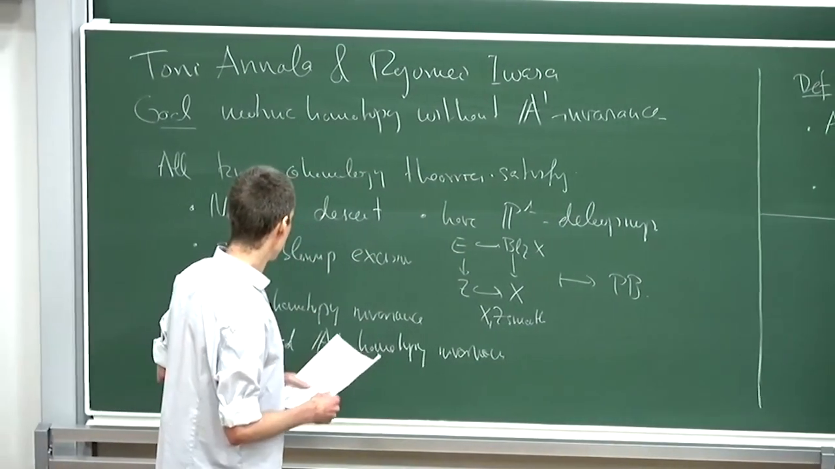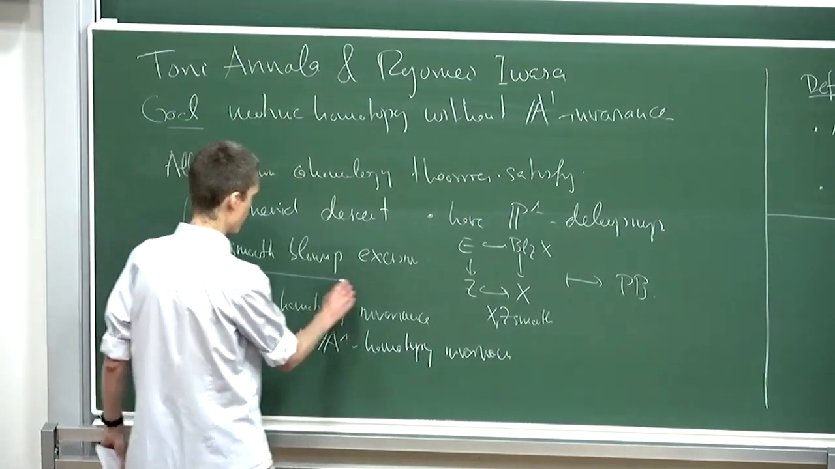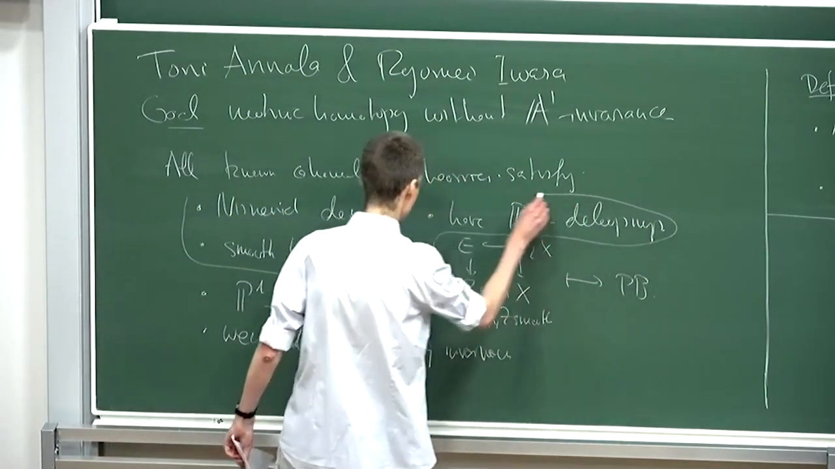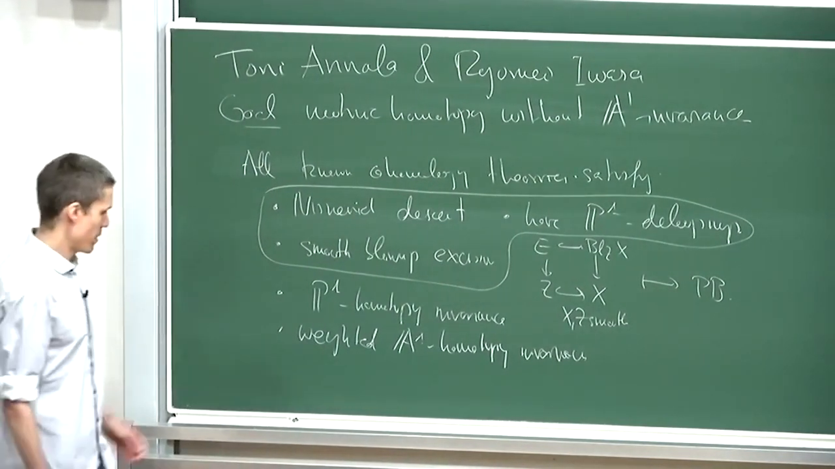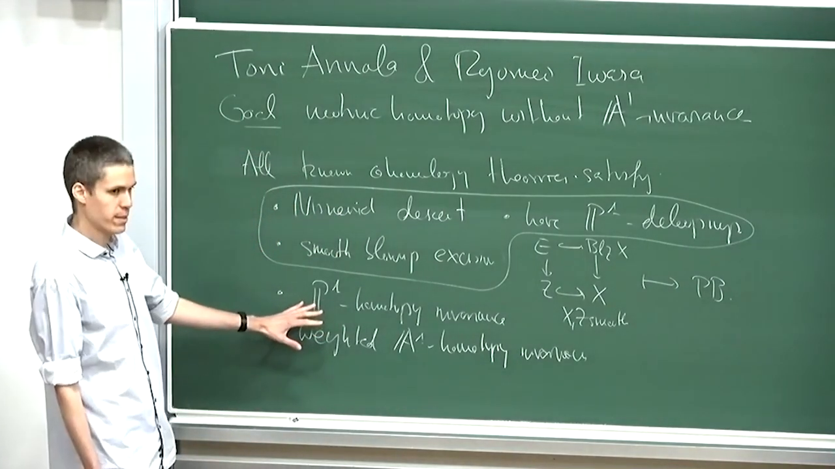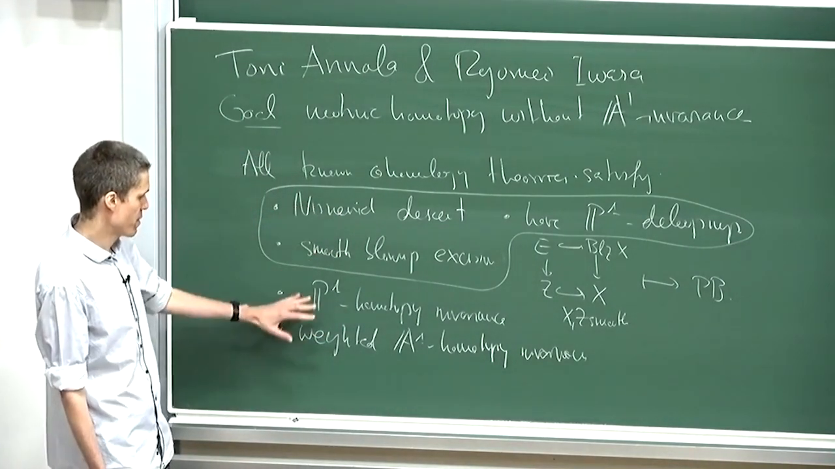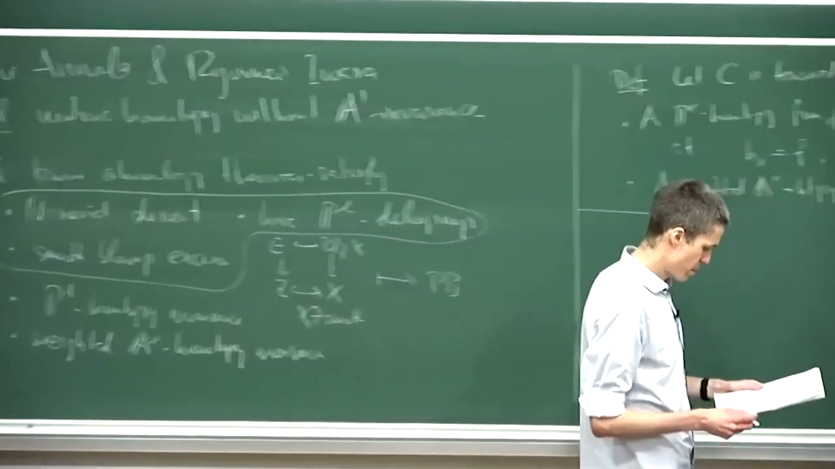Okay, so our solution is we're basically going to build a category of motivic spectra using these three properties here, and nothing else. And then the main result is that these three properties together actually enforce P1 homotopy invariance. So I'll try to explain this.